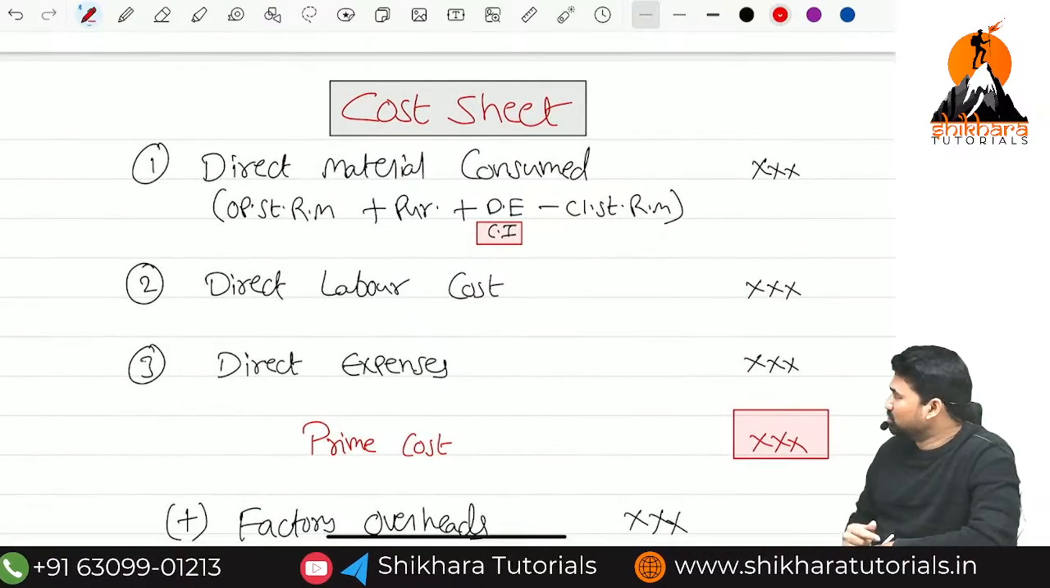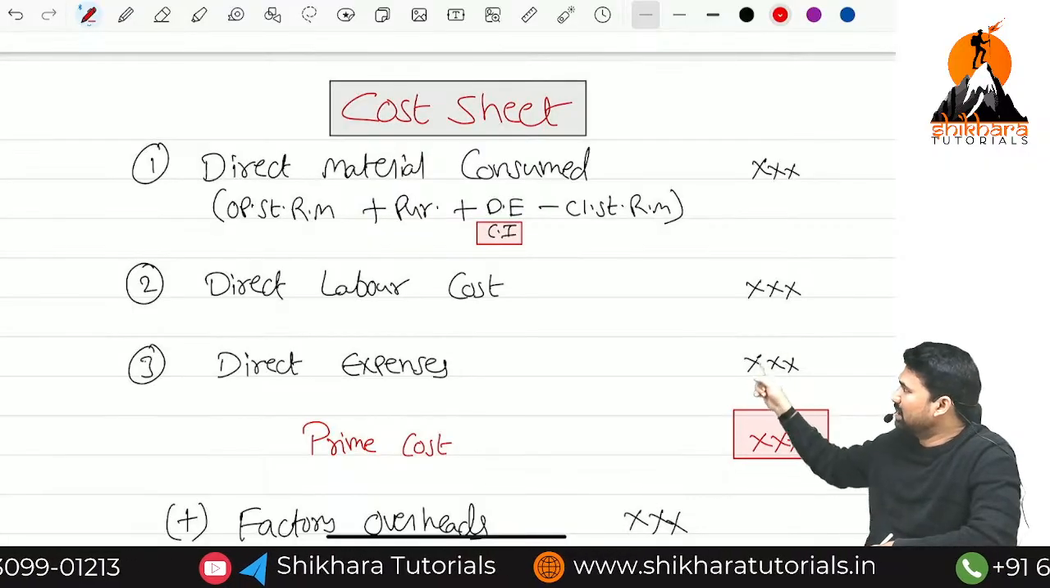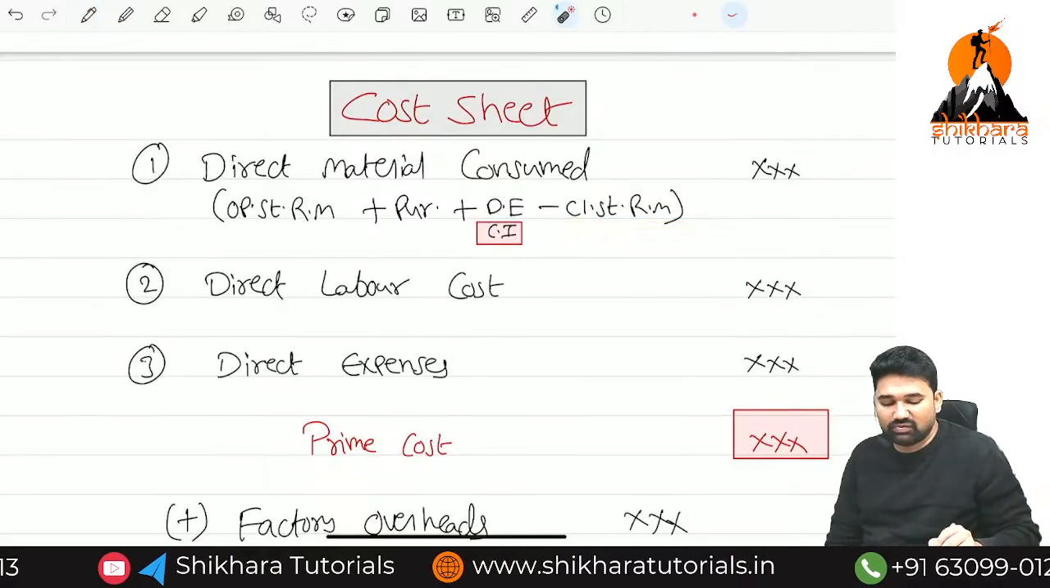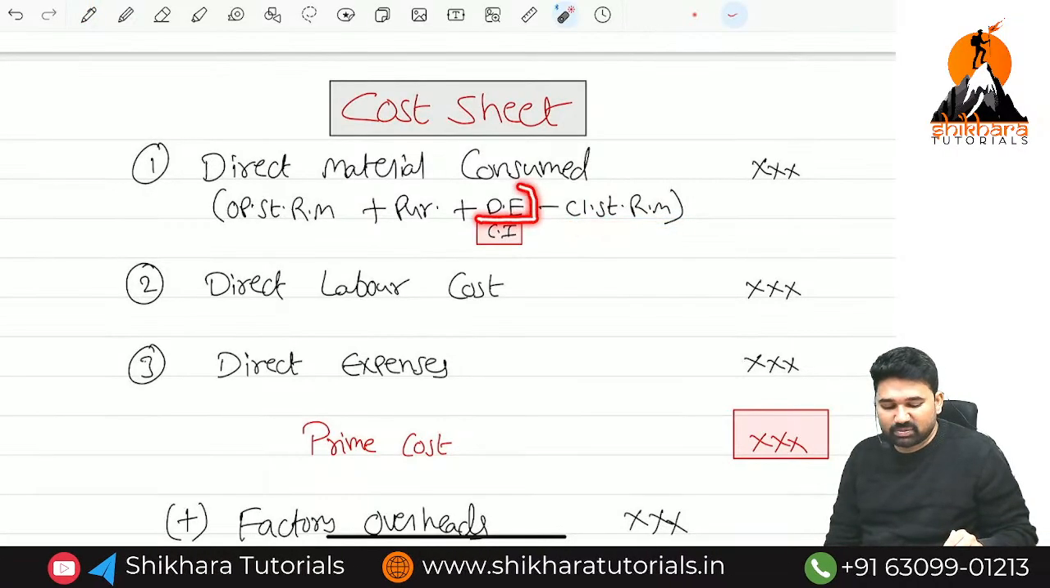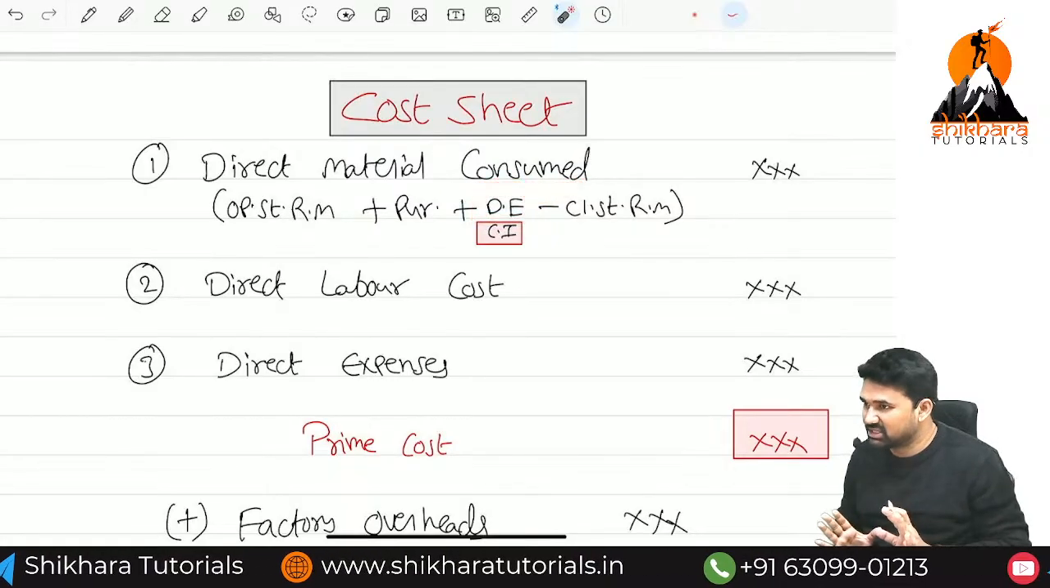Direct material consumed. For direct material consumed, what have we discussed? Opening stock of raw material plus purchases plus direct expenses minus closing stock of raw material. In case of direct expenses, if the problem is furnished with that kind of data, then only we have to consider it. Otherwise, we will ignore.